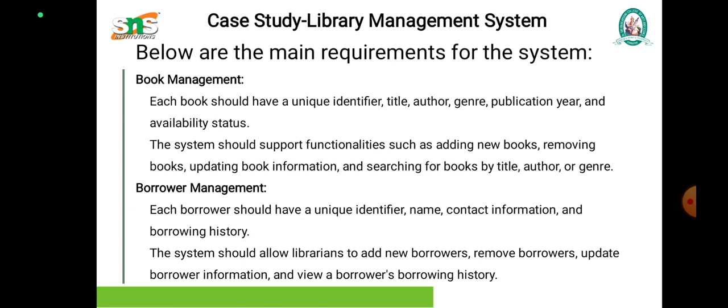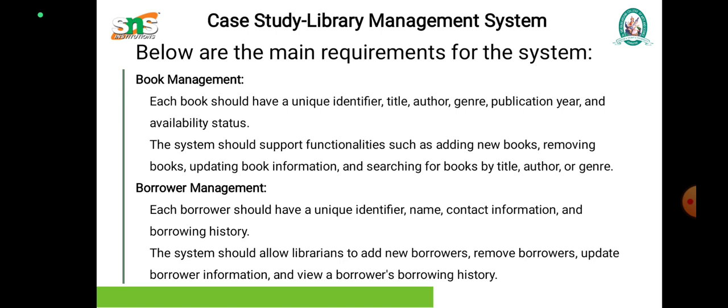So below are the main requirements for the system. First one is book management. Each book should have a unique identifier, that is, identification number, with title, author name, genre, publication year, and also availability status. The system should support functionalities such as adding new books, removing books, updating book information, and searching for books by title, author, or genre.